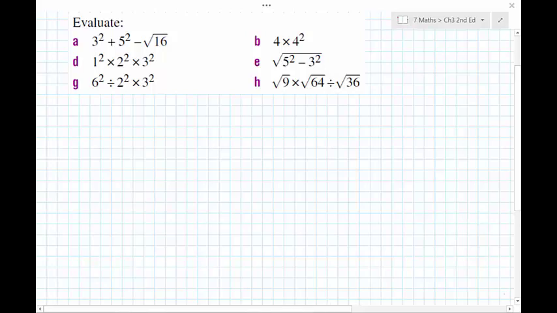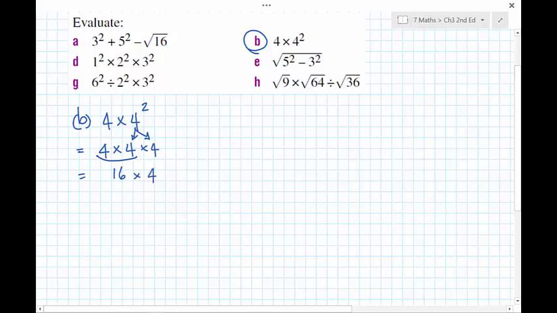Okay, this question here wants me to evaluate the following, so let's just have a quick look at how we go about doing this. So with B, it wants me to evaluate 4 times 4 squared. Okay, so all I need to think about here is I know that's 4 times 4 times 4, right, because that's what 4 squared is. So then I just need to break this down bit by bit. 4 by 4 is 16 times 4.